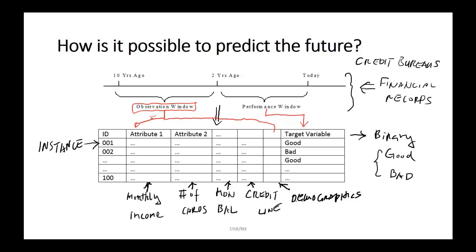I think now you can guess the purpose of this temporal setup of observation window versus performance window. We hope there are patterns existing between attributes, which are defined in the observation window, and the target variable, which is defined based on the performance window, that would allow us to make a prediction at a time point of 2 years ago about what happened in the last 2 years.